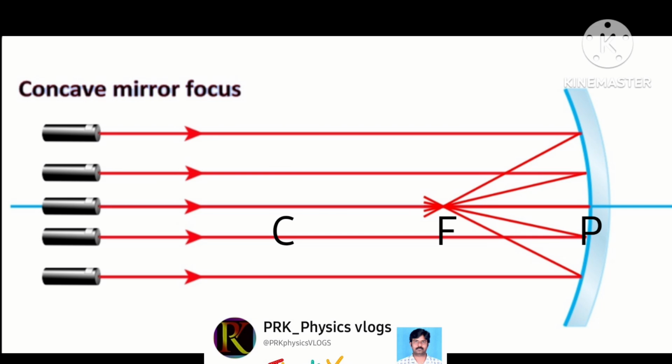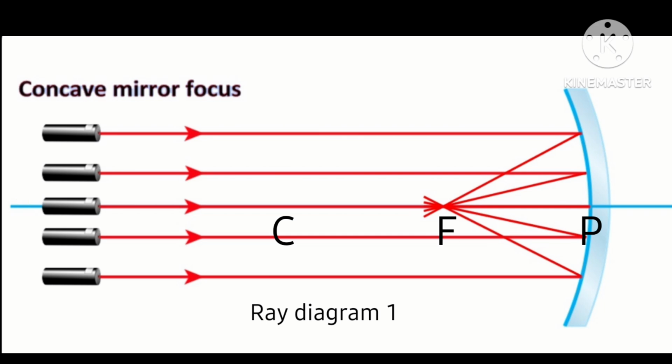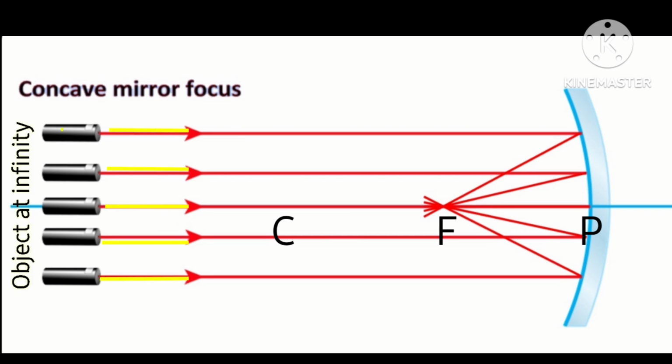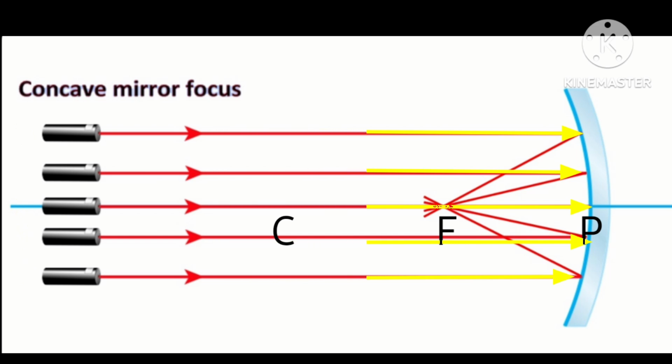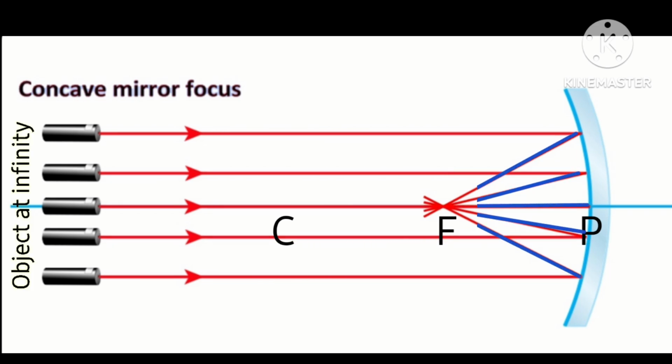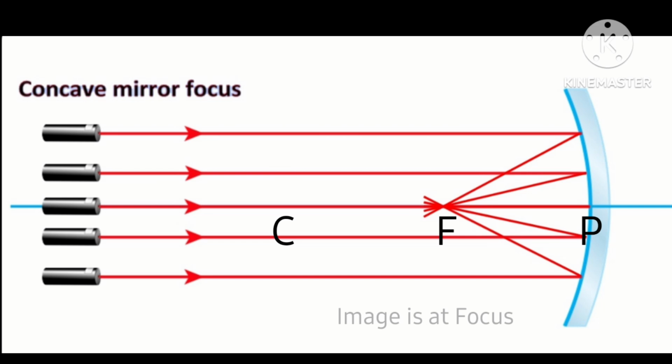Today you are going to learn about image formation by the concave mirror. In that, the first ray diagram I am going to explain now. That is, object is at infinity. Object is at infinity means the light rays appear to be parallel to the principal axis. So these parallel rays are incident on the concave mirror. Due to this reflection, all these reflected rays converge at a point. That point is called the focus of a concave mirror. At that focus point, the image is formed. So object is at infinity, image is formed at focus.